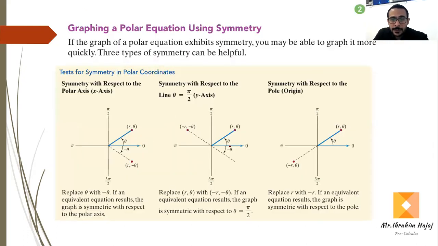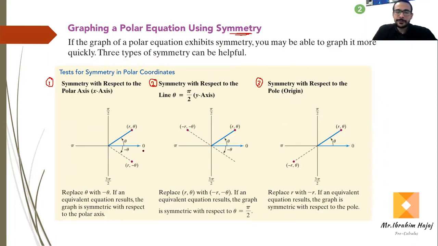Now, to do it, guys, by graphing a polar equation using symmetry. As I said, we have 3 kinds of symmetry. We have to check the symmetry for polar equations with 3 tests. The first one, symmetry with respect to the polar axis, which is the x-axis. Number 2, symmetry with respect to the line theta equals pi over 2, or the y-axis. And number 3, symmetry with respect to the pole, which is the origin.